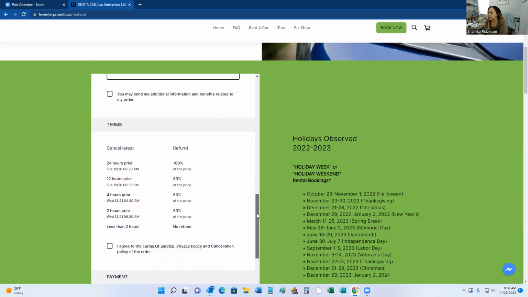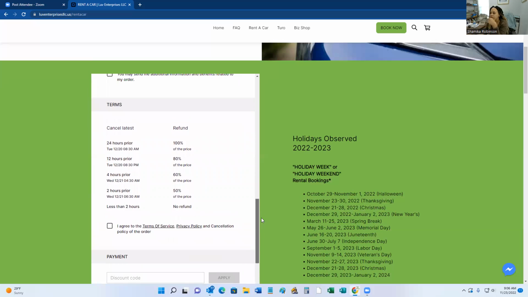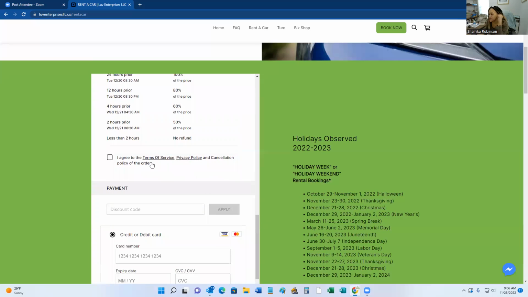Now, what it does too is it goes over those terms. If you cancel 24 hours prior to your booking, you get 100% of your refund. If you cancel 12 hours prior, 80%, or 6 hours, 50%, less than 2 hours, no refund, right? Then you're going to agree to the terms of service and privacy policy.